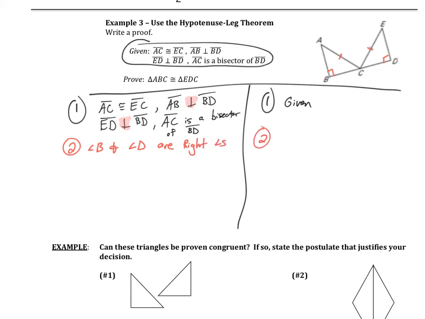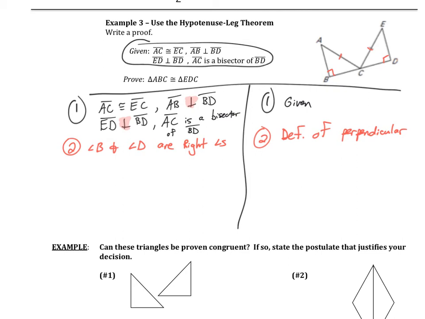And the reason is definition of perpendicular. We know from earlier this year that the definition of perpendicular means they form a right angle. So angle B and angle D are congruent, or they're both right angles.